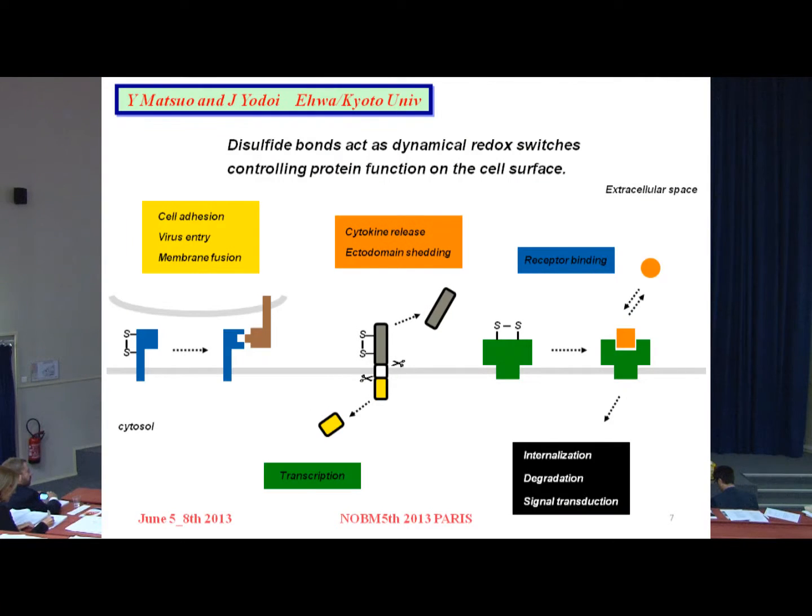This is a cartoon of Matsuo's idea related to the disulfide bonds, which act as dynamic redox switches controlling protein-protein interaction on the cell surface. Cell adhesion, or the entry of the virus or other molecules and the fusion in the cytosol, is somehow involved in this cutting mechanism. This is a TMX molecule which has a membrane inserted function as shown here.